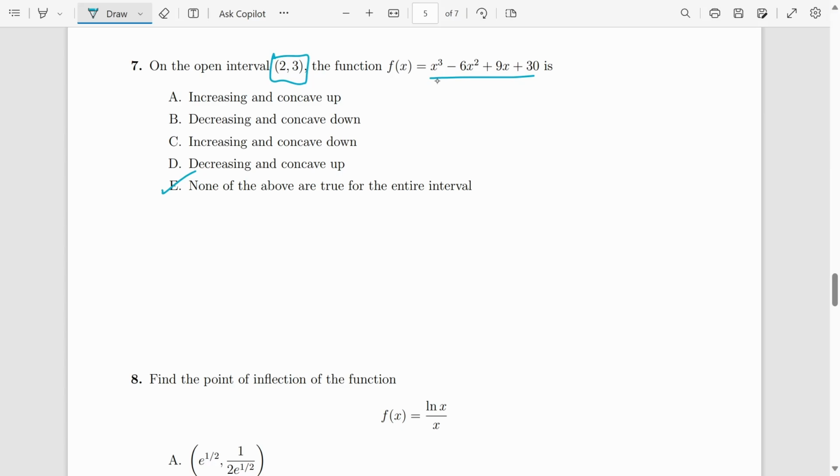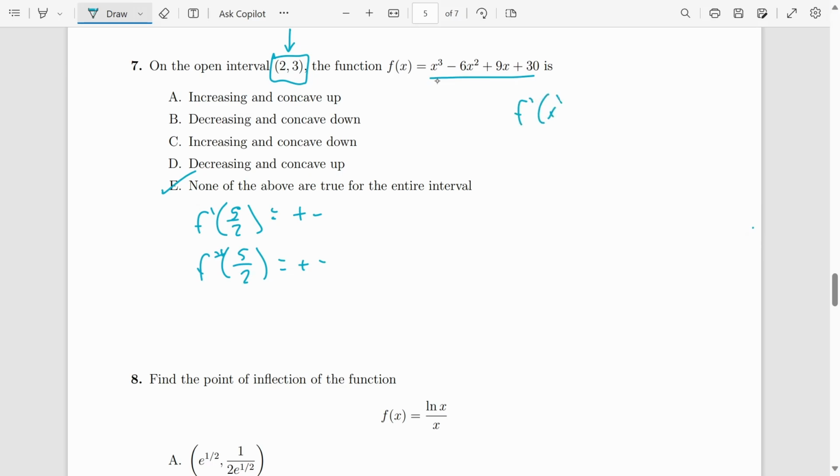So what we can just do is first find f prime of x and f double prime of x, and then just plug in a value that's in this interval. For example, 5/2. Based off of that, if the outputs are positive or negative for both of them, we'll get our answer. Say if both of them are positive, that means it's going to be increasing and concave up. Our answer would be A. So let's just go ahead and do that by first finding those two derivatives.